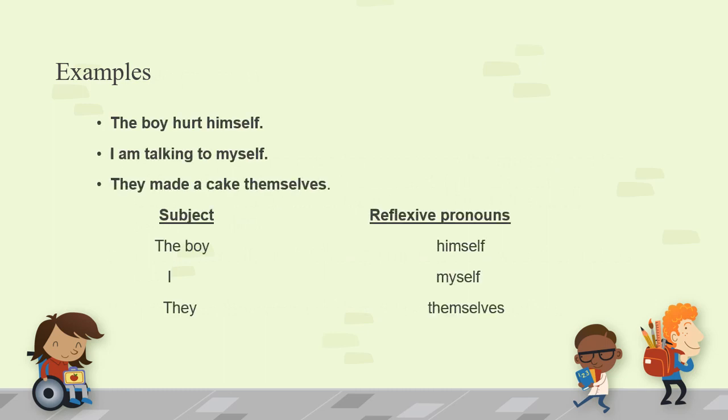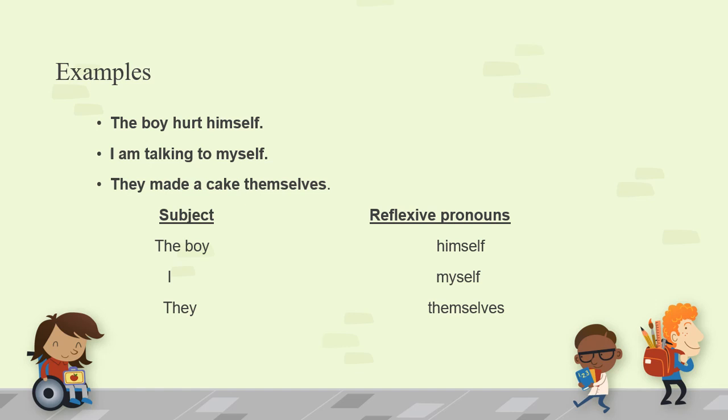There are some examples to make it clear to you what the reflexive pronouns are actually. The boy hurt himself. I am talking to myself. They made a cake themselves. In the first example, the boy is the subject. Verb is hurt. To whom he hurt? To himself. In this sentence, the boy is the subject, hurt is the verb, and himself is the object of this sentence. So himself is reflecting back to the subject, that is the boy.